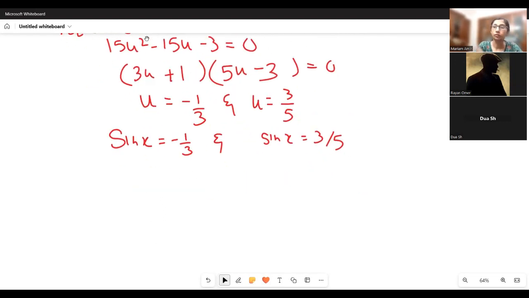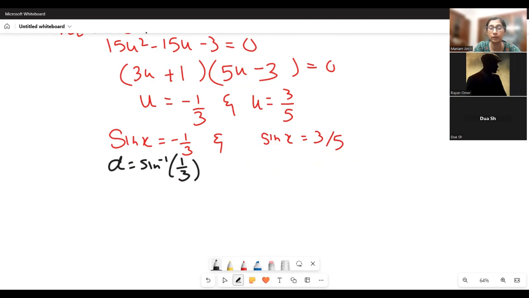Now we know what to do. Find alpha first, then plot them in their respective quadrants and get the values of x. So alpha here will be sine inverse 1 by 3, because alpha is absolute and absolute means positive. And here alpha is sine inverse 3 by 5.